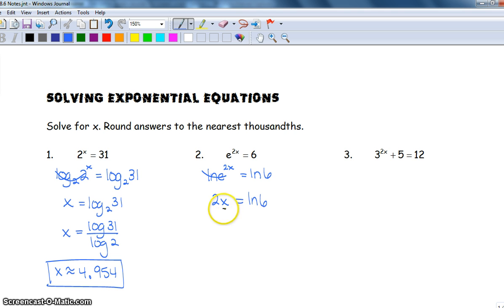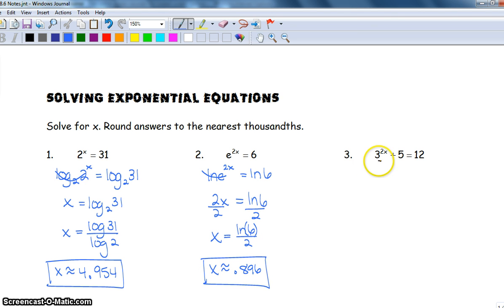So since I took the natural log on the left side, I take the natural log on the right side. So we've got 2x is equal to the natural log of 6. To get x by itself, we divide by 2. X is equal to the natural log of 6 divided by 2. We enter that into our calculator, and just be careful that you do the natural log of 6, close out your parentheses, and then divide by 2 to get x is about 0.896.